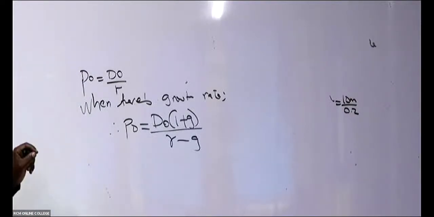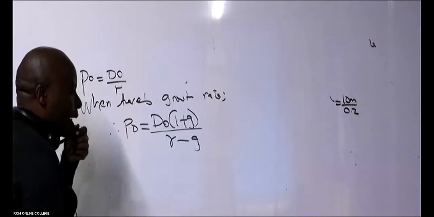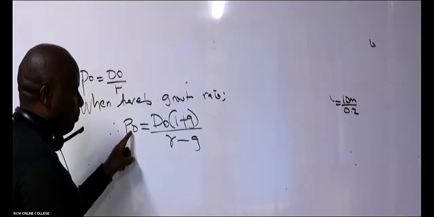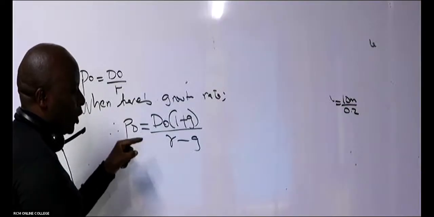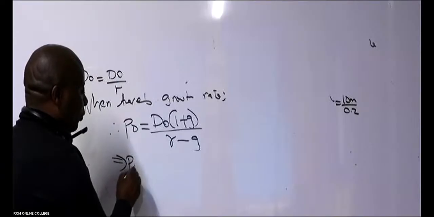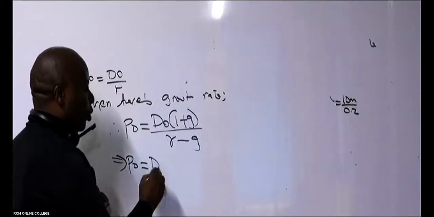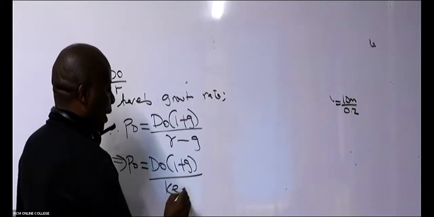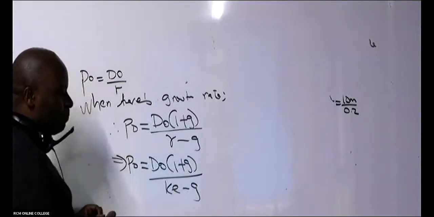But now, ladies and gentlemen, remember I'm valuing equity, which belongs to equity holders. So at the end of the day, this is how this formula will look like: P0 equals D0 into 1 plus g all over Ke minus g.